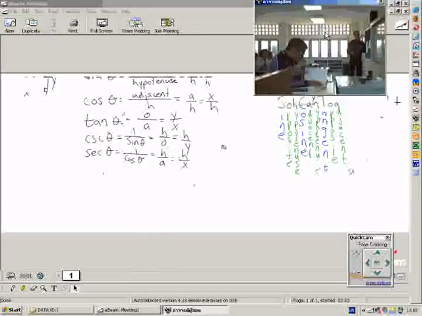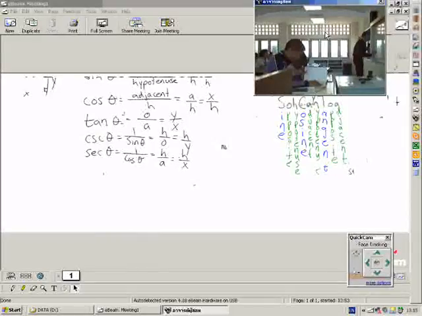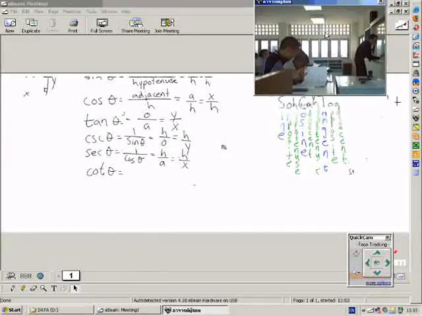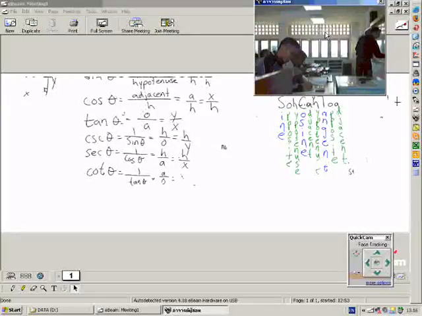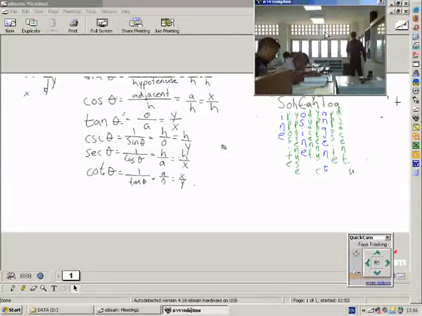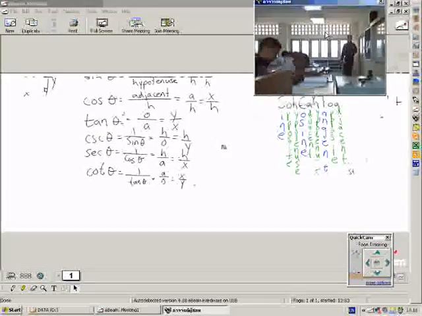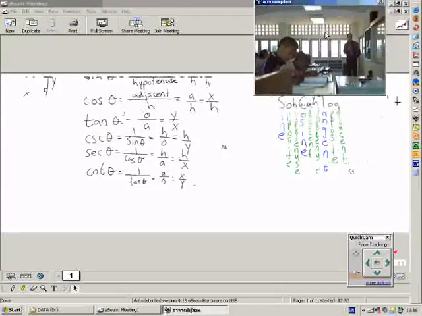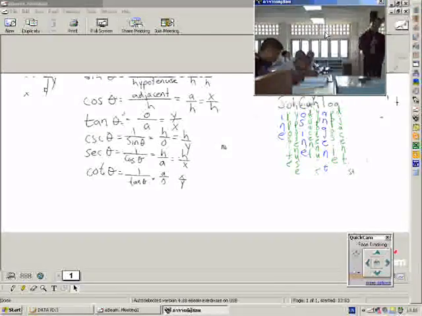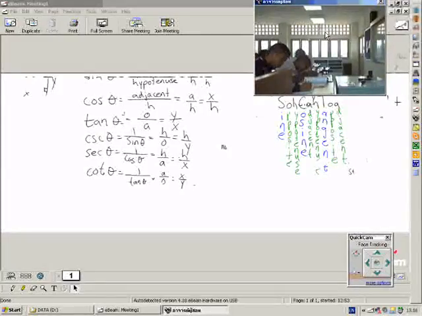And the last reciprocal trigonometric function: the cotangent of theta is the reciprocal of the tangent of theta. So the cotangent of theta is equal to 1 over the tangent of theta, or adjacent over the opposite. So that is equal to X over Y. Now we want to look at the other angle, phi.